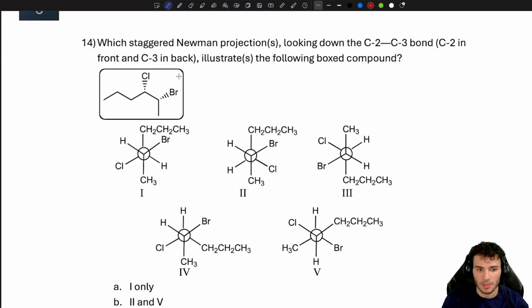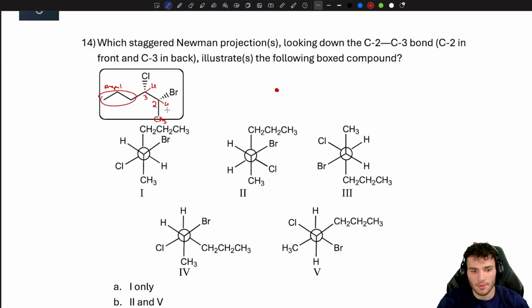Question 14, we're going to be looking down the C2 to C3 bond. Remember that we're going to start numbering from the right. This is going to be our C2, this is going to be our C3. And so if we were to draw this, we're going to have a hydrogen over here, a methyl. On carbon 3, we're also going to have a hydrogen. And we're going to have this kind of propyl group. We'll just say propyl because I don't want to write out the whole formula.